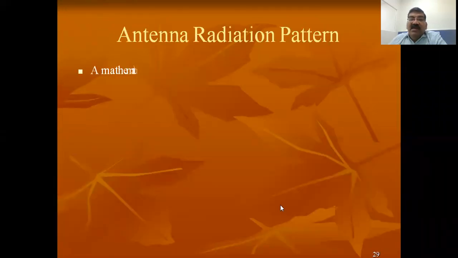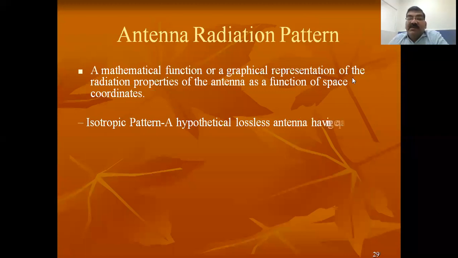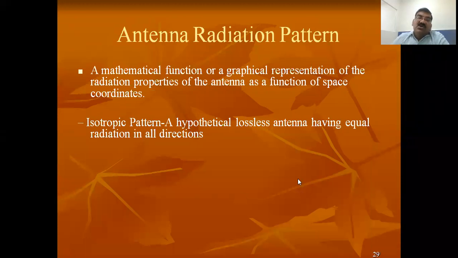Then we come to the antenna radiation pattern. So what is the radiation pattern? It is a mathematical function or a graphical representation of the radiation properties of an antenna as a function of space coordinates. So we are understanding how an antenna radiates, graphically representing it and representing it mathematically. Both ways it is represented.